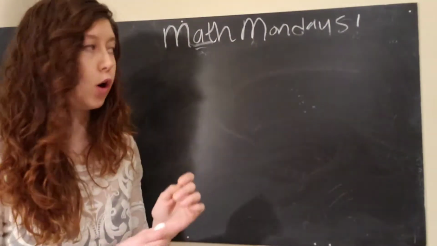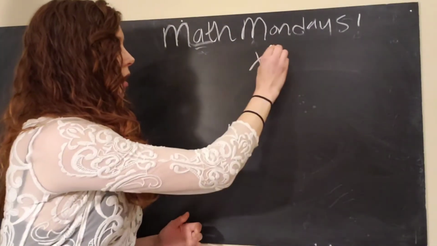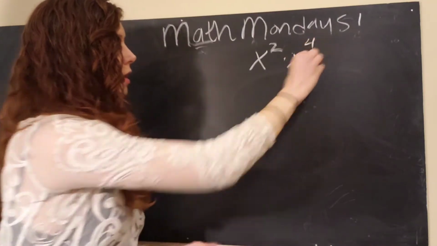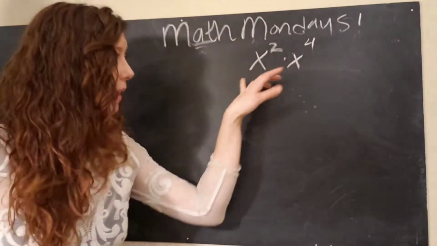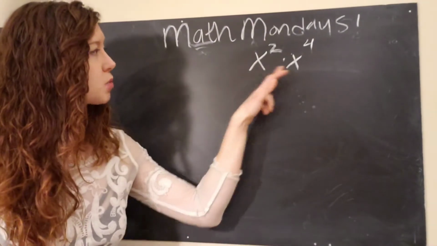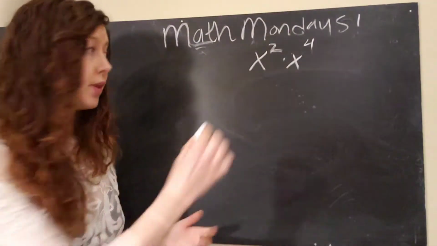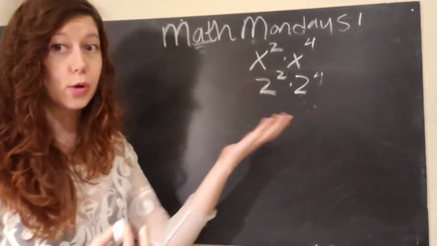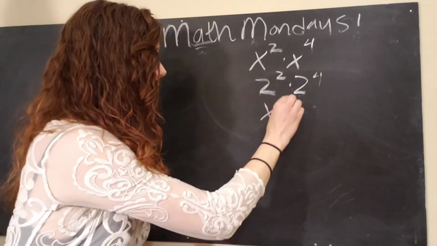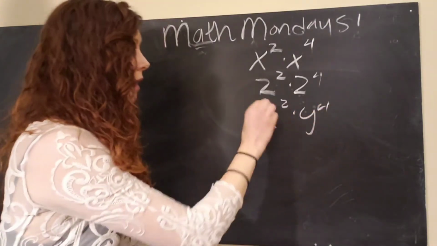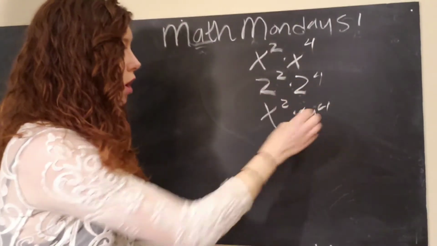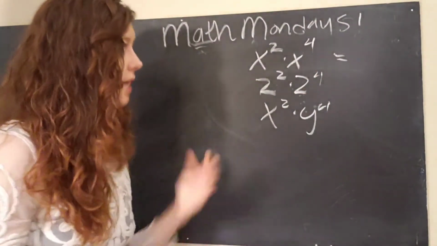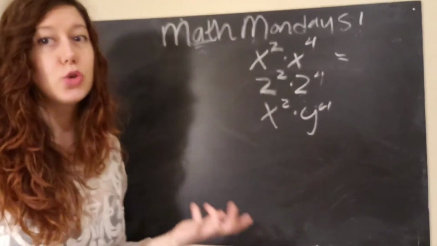Okay, so first of all, when you have two numbers that are multiplied together and they are the same base number, so in this case we have x and x, those are the same. If we had 2 and 2, that's cool, those are the same. But if we had x and y, this rule will not apply because these are not the same. But the product rule of exponents tells us that we can add these two exponents together.